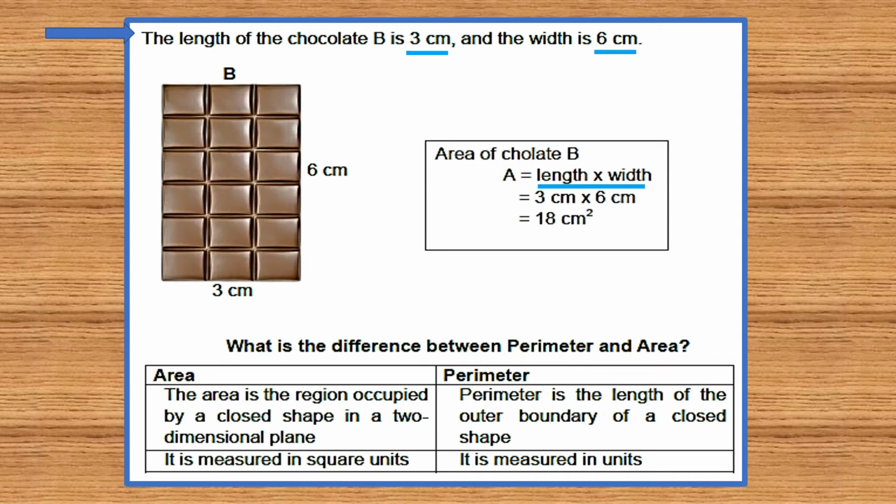What is the answer, kids? Very good. The answer is 18 square centimeters. That is the answer for the area of chocolate B.